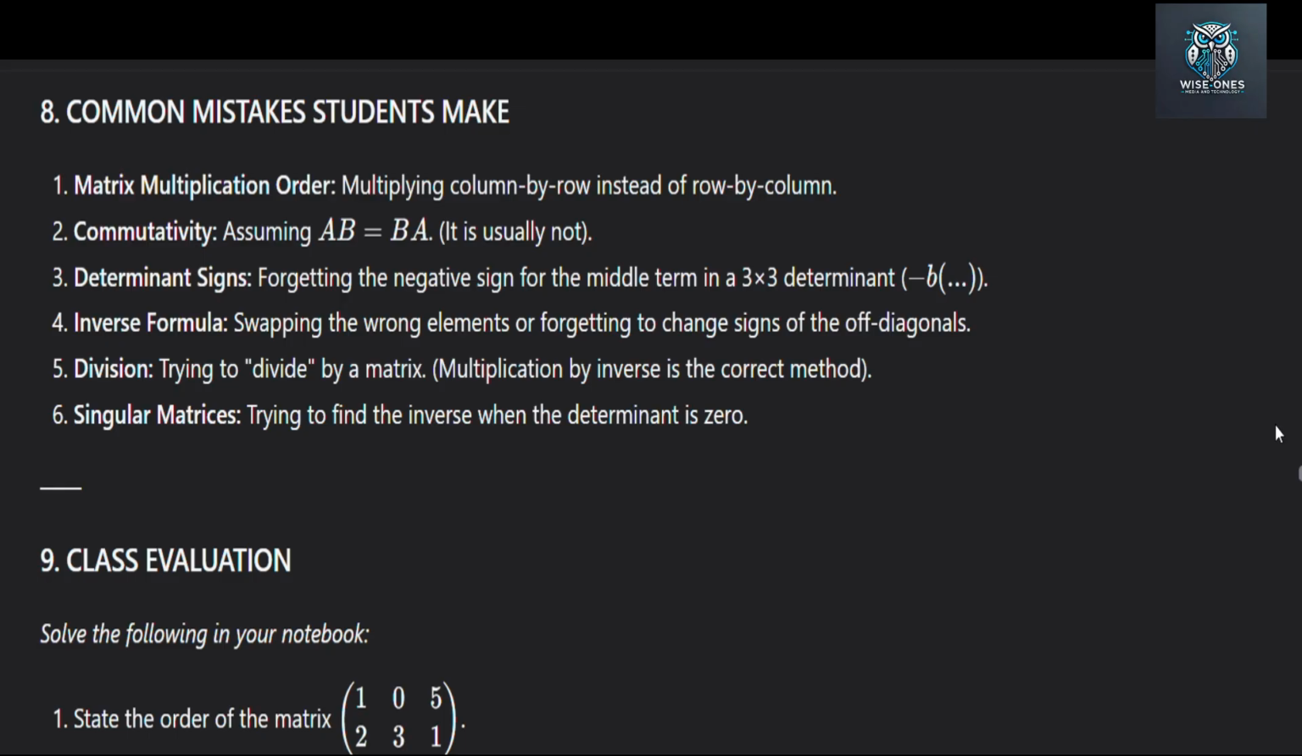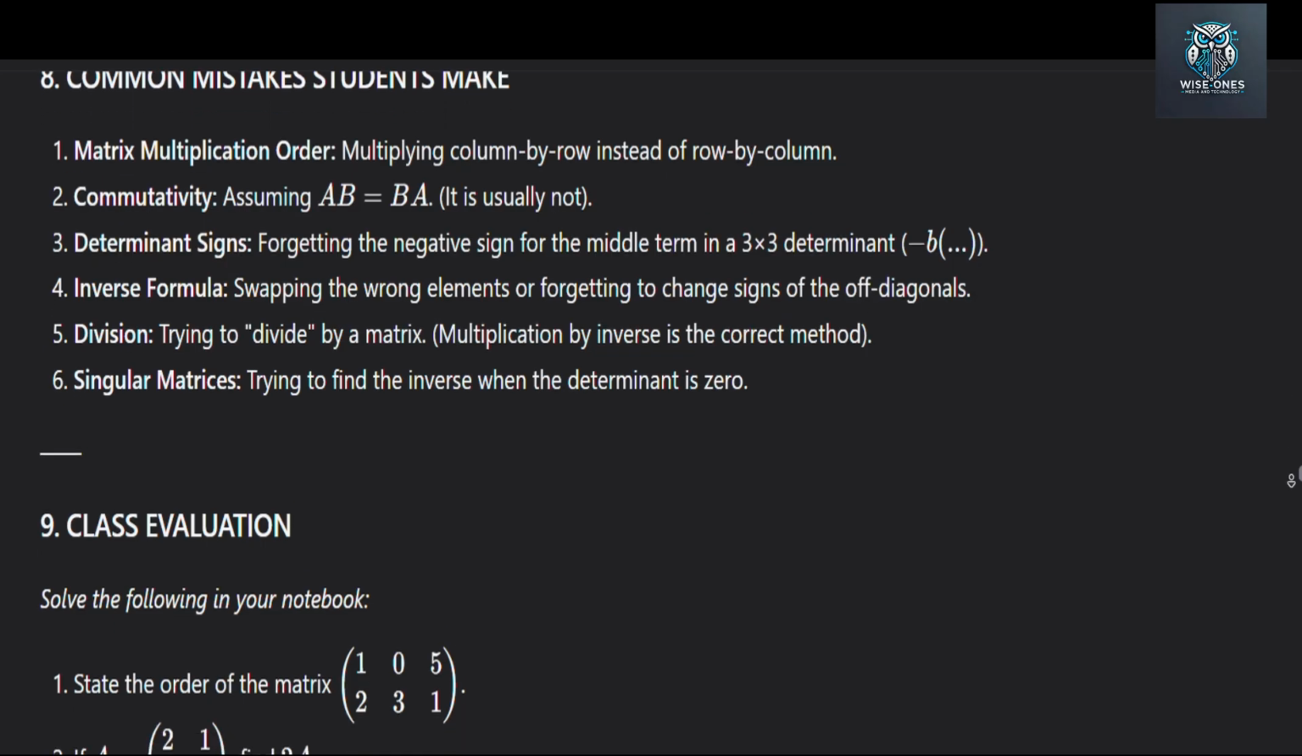Mistake number 5. Division. Trying to divide by a matrix. Correction. You cannot divide by a matrix. Multiply by the inverse instead. Mistake number 6, singular matrices. Trying to find the inverse when the determinant is 0. Correction, check the determinant first. If it is 0, stop. No inverse exists. Now it is time for class evaluation.